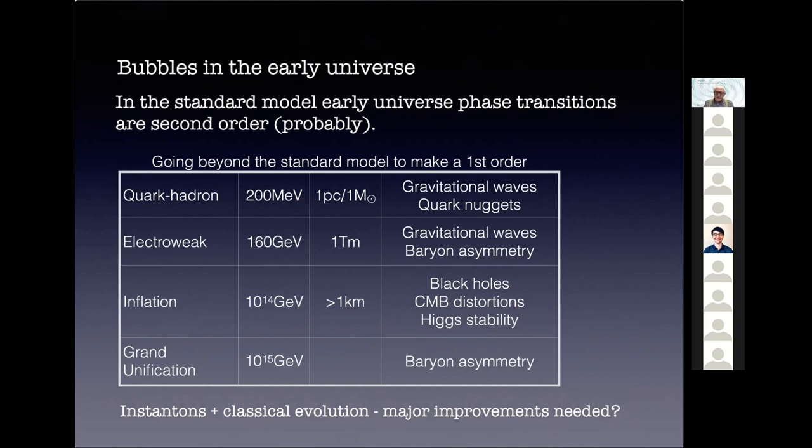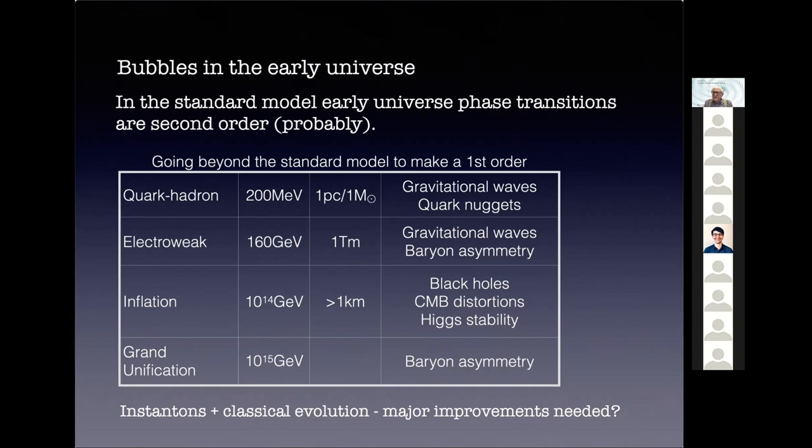The analysis of these effects, like the gravity wave production and black hole formation, is all based on very old ideas of instantons, bubble nucleation, and then the classical evolution of these bubbles. So much of the underlying theory is like 40 years old or so. And I think some of us have believed that there's a need to update the theory, for example, to include quantum corrections to the instantons, and also to try and develop a real-time picture of what's happening when these bubbles nucleate, and also to try and find some of the quantum effects to do with the interactions between the different bubbles.